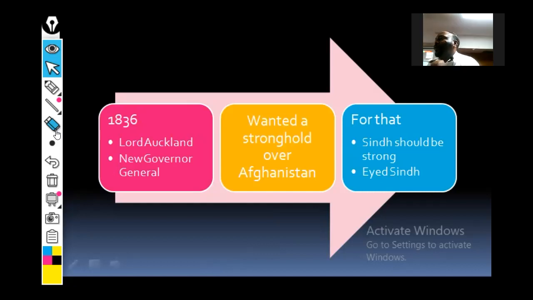So Auckland now is eyeing what? He is eyeing Afghanistan. That means what? He wants entire Sindh under his control. Now Sindh has just a treaty of friendship. And he is going beyond Sindh to Afghanistan. So that means who wants a stronghold of Afghanistan? Lord Auckland. And his intention is what? Stronghold Afghanistan means Afghanistan will become the second line of defense. What about Sindh? First line means what? It will become part of British.